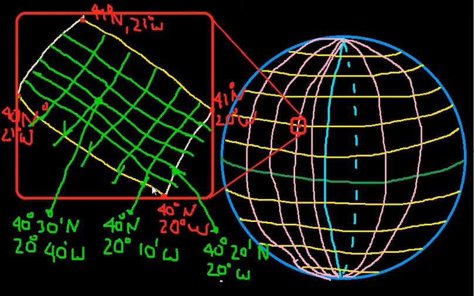Minutes are also divided into seconds. Each minute is divided into 60 seconds, and then each second also has fractions. And using these numbers, we can find any location on the Earth.